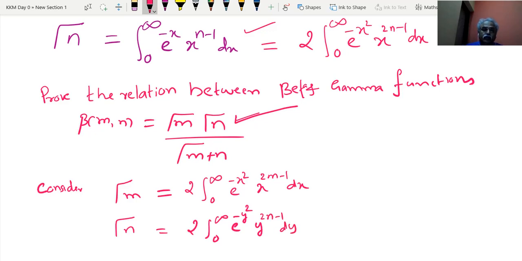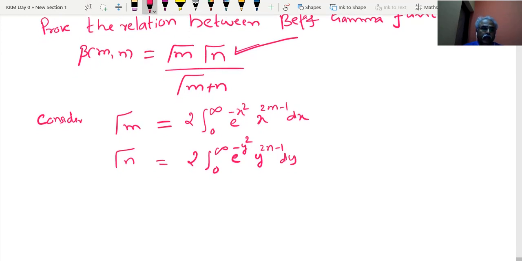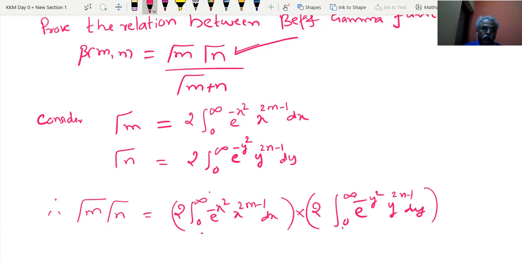So now I want the product of these two. So why not we should take the product of left hand side to left hand side, right hand side to right hand side. So that, therefore, I write product of gamma m gamma n equal to 2 times 0 to infinity e raised to minus x square x raised to 2m minus 1 dx as it is, into 2 times 0 to infinity e raised to minus y square y raised to 2n minus 1 dy. Now, if the constant limits are there, we can combine them into double integrations e raised to minus of x square plus y square. I have combined these two under double integration dx dy.